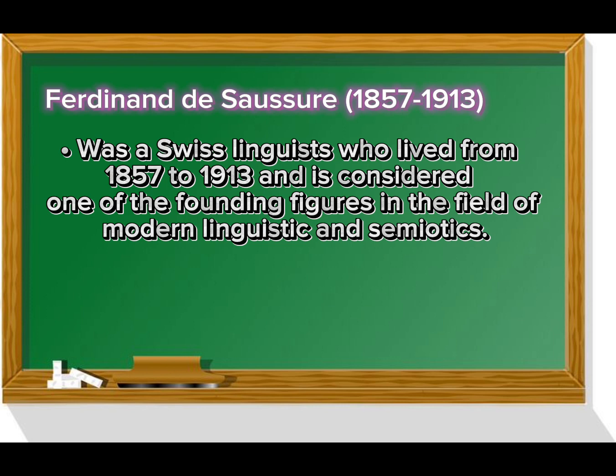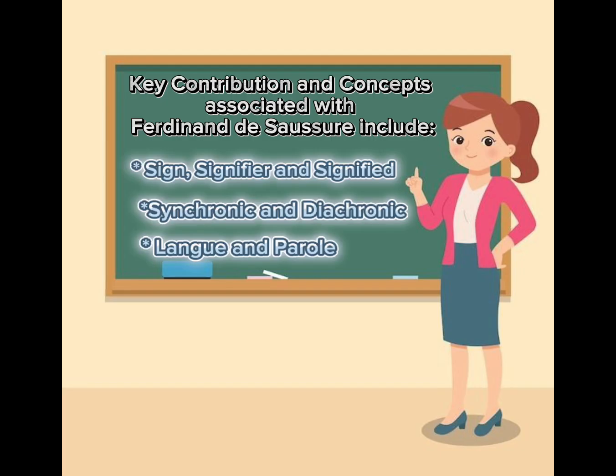Ferdinand de Saussure was a Swiss linguist who lived from 1857 to 1913 and is considered one of the founding figures in the field of modern linguistics and semiotics. His work laid the groundwork for structuralism and had a profound impact on the study of language and its structure. Key contributions and concepts associated with Ferdinand de Saussure include number 1, sign, signifier, and signified.